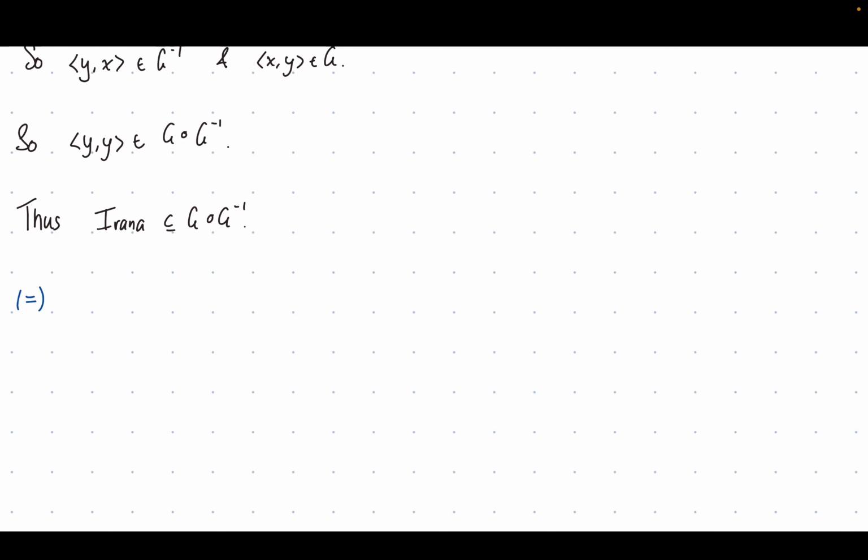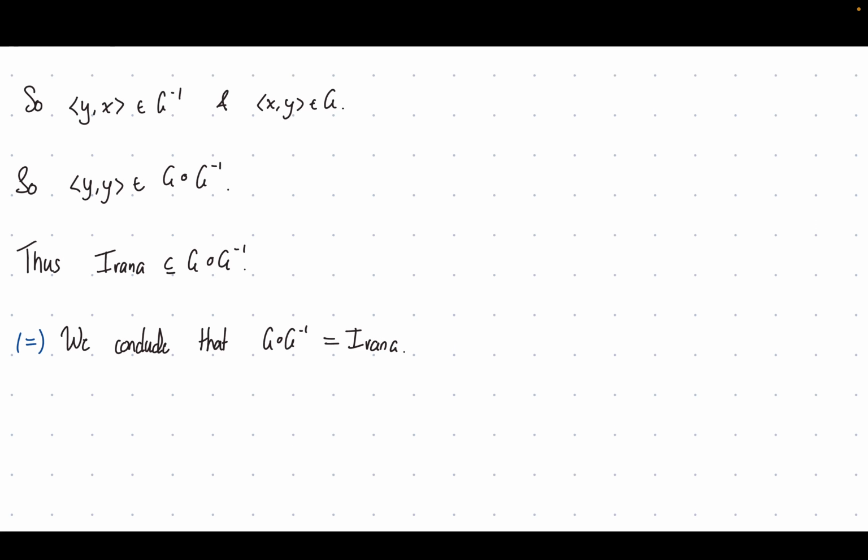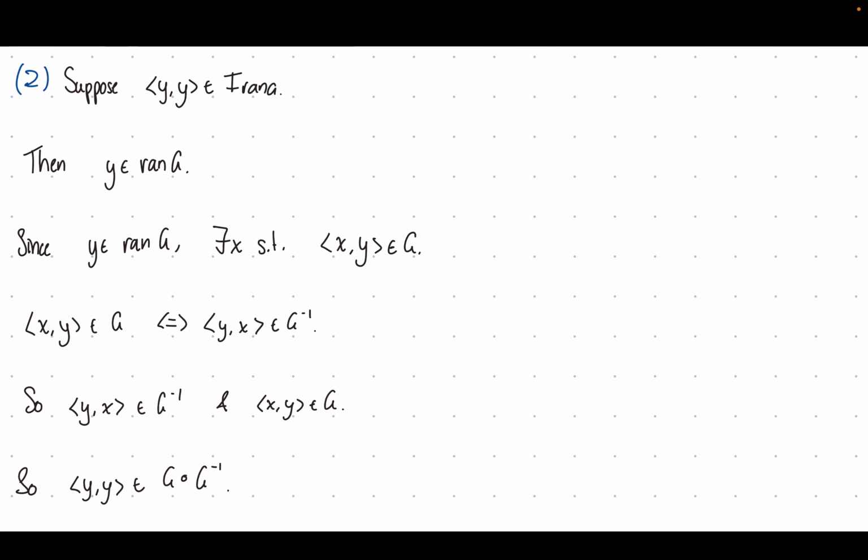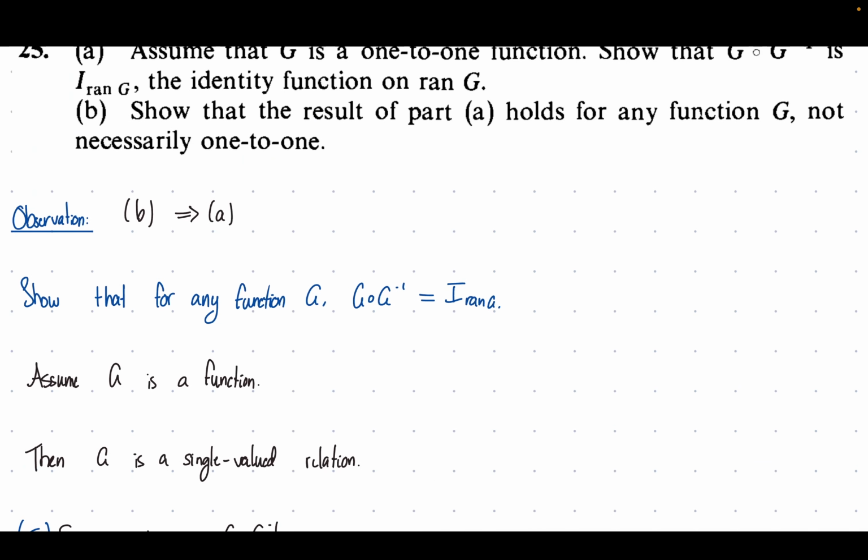Finally, last thing left to do is to, as usual, conclude that G composed G inverse is actually equal to I sub ran G. And there you go. We proved Part B, which in turn proves Part A, and we are done.